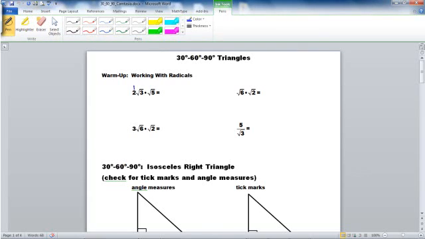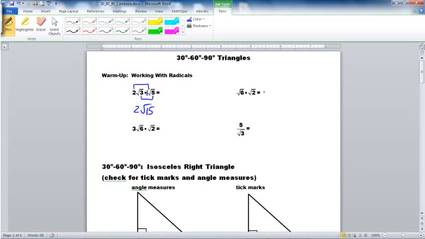Remembering that numbers out in front get multiplied together, we assume a 1, and numbers underneath get multiplied together. So I get 2 out in front, and 3 times 5 is 15. And root 15 is not as simplified as possible, so 2 root 15 is your answer.